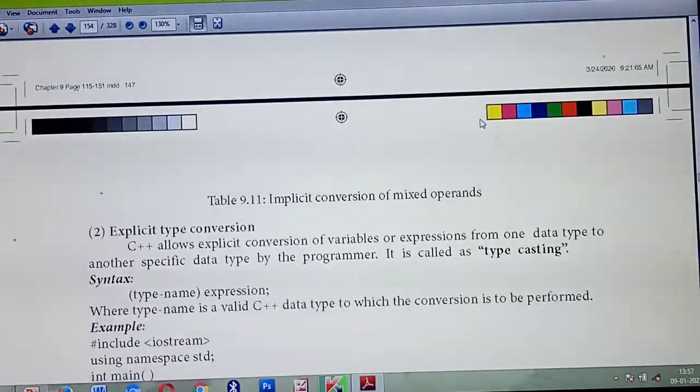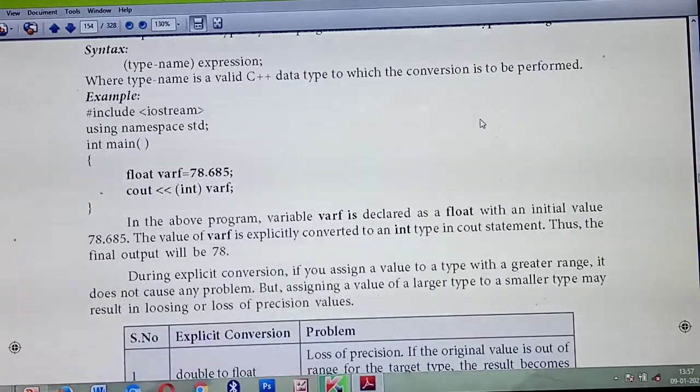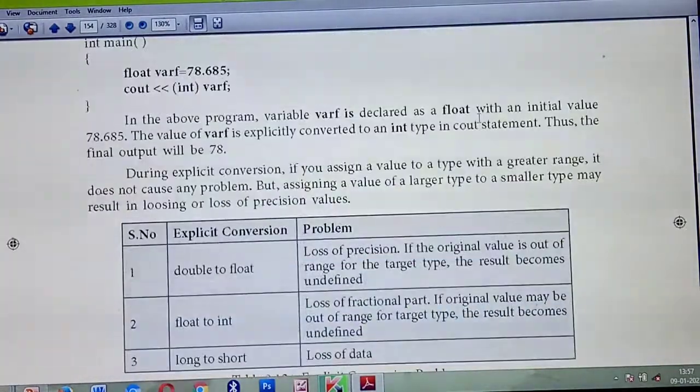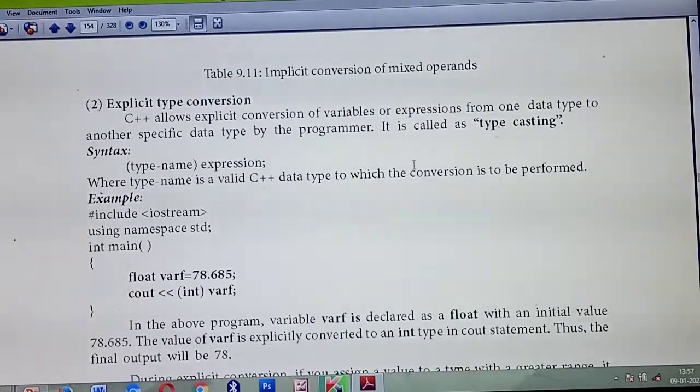Okay. So the next conversion is explicit conversion. What's the next type of conversion? Explicit conversion. Explicit conversion means the user is going to convert from one data type to the next data type. Implicit means the compiler itself does the conversion automatically. But explicit conversion means the user converts from one data type to another. That is called explicit conversion. We also call this typecasting.